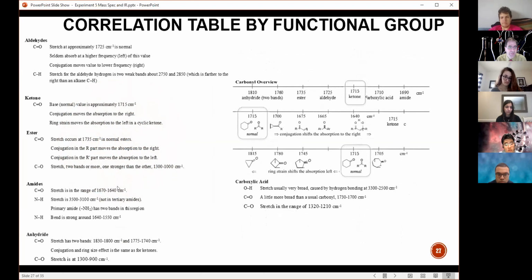Well, if you have an amide, you should see these things. You should get a stretch at 1600. You should get an NH stretch here and an NH bend there. So people have done this for you. These correlation tables are available on the internet. They would always be available to you.